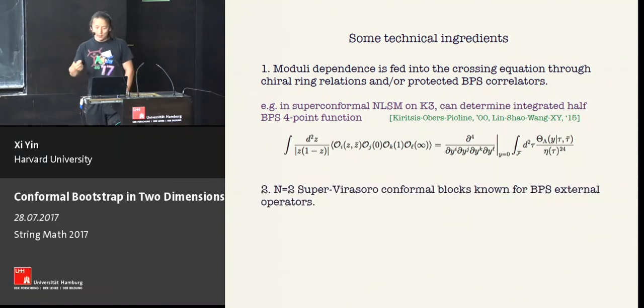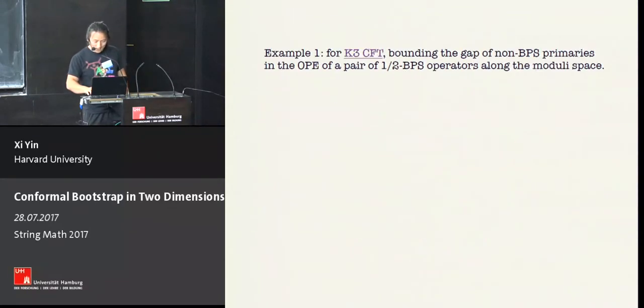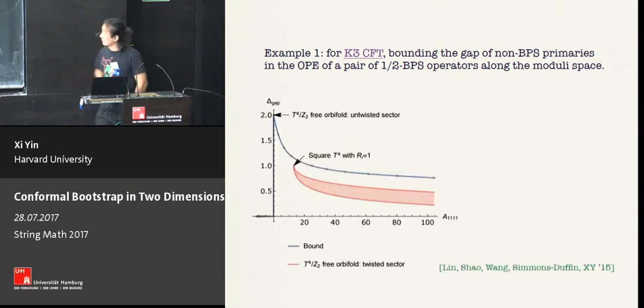And you need to know about the superconformal blocks. It turns out we also know these N=2 superconformal blocks when the external operators are BPS. The internal operator can be BPS or non-BPS. We found how to compute these things in a convenient way by studying the N=2 cigar theory. But again, I'm not going to go through the details of that. I just want to show you some examples of the type of things you can deduce. These are still very limited information, but nonetheless, they're non-trivial.